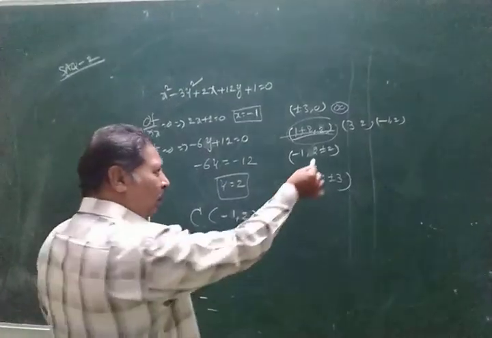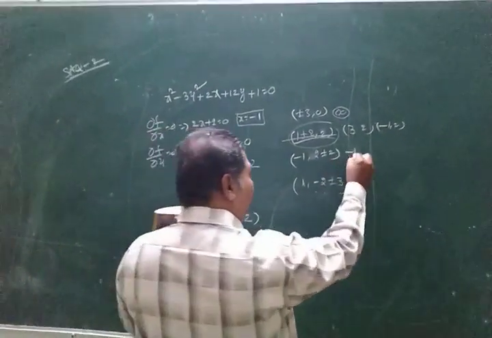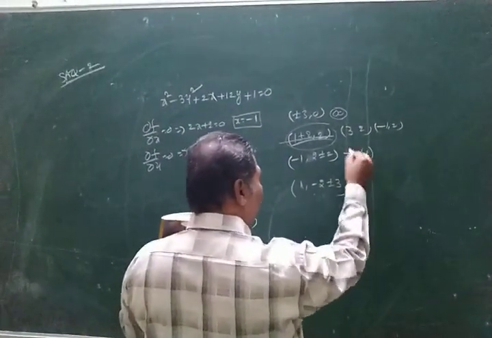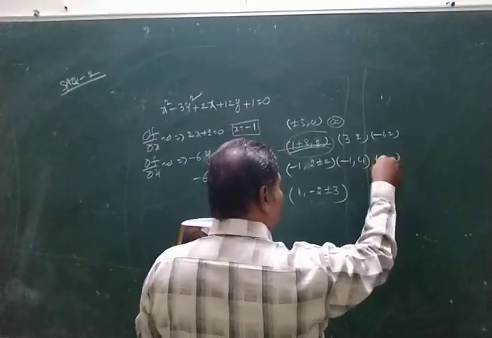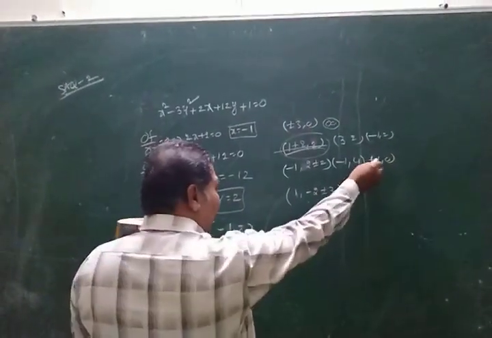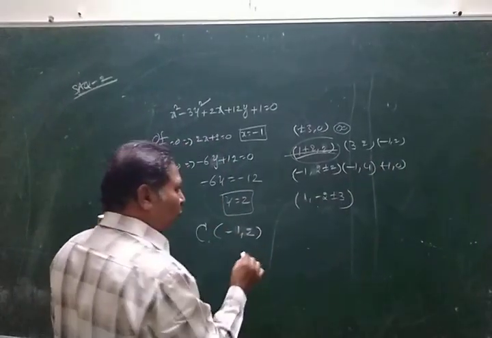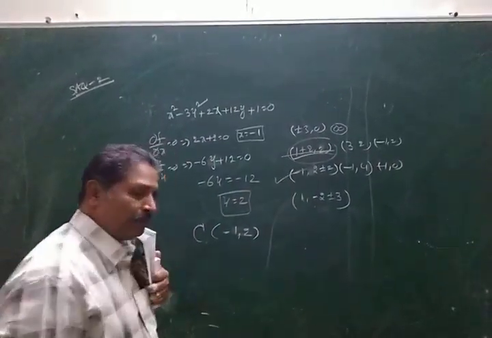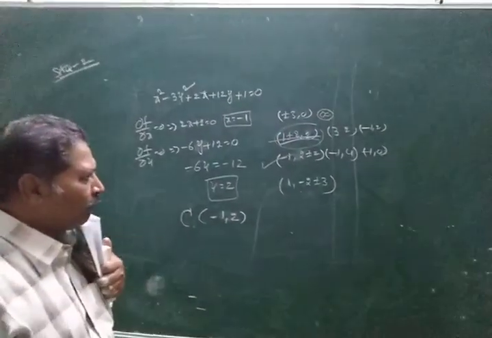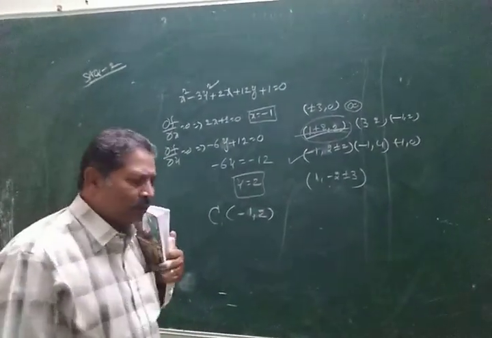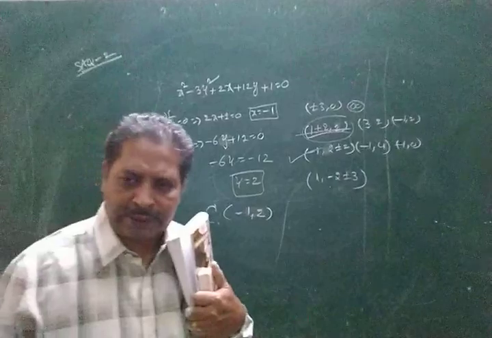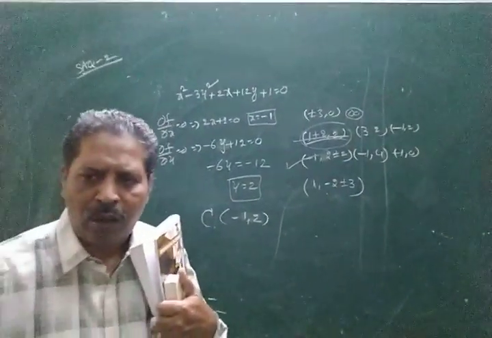Next. Minus 1 comma 4, minus 1 comma 0. Midpoint is minus 1, 4 plus 0 by 2, 2. So this is the answer. By verification, C is the midpoint of the vertices and also foci.